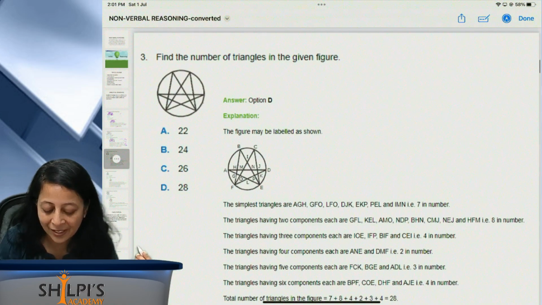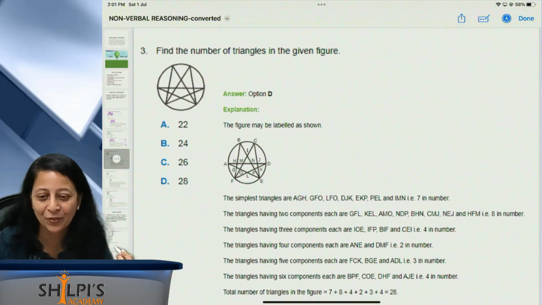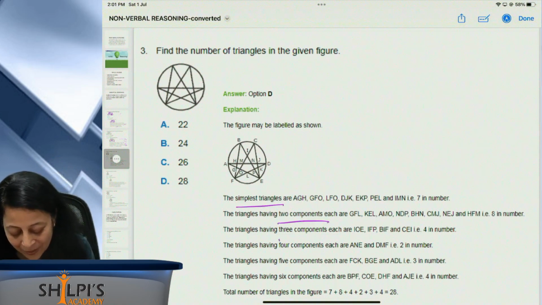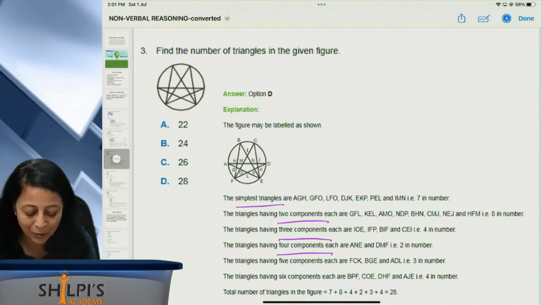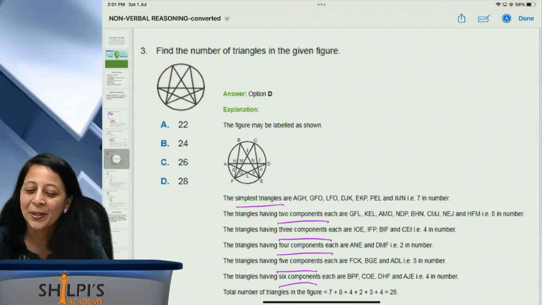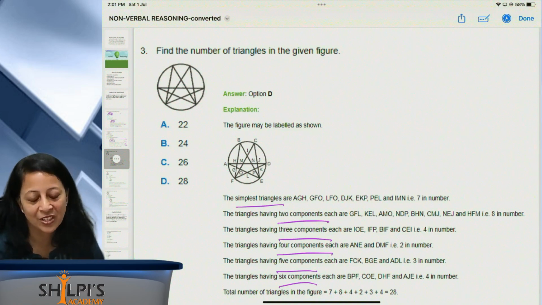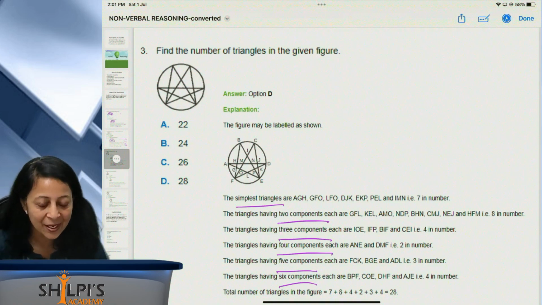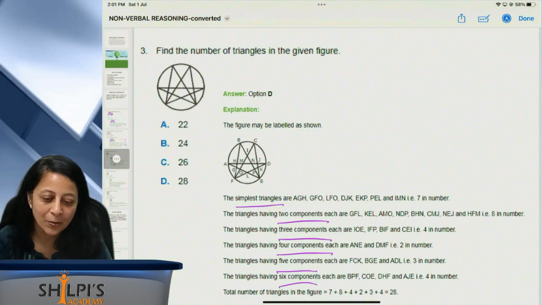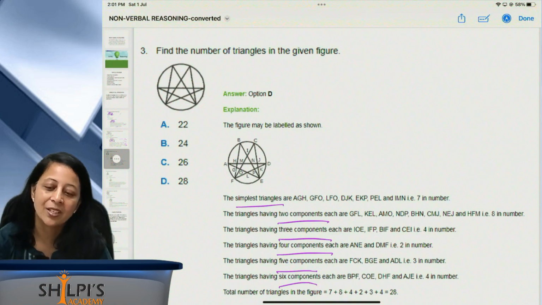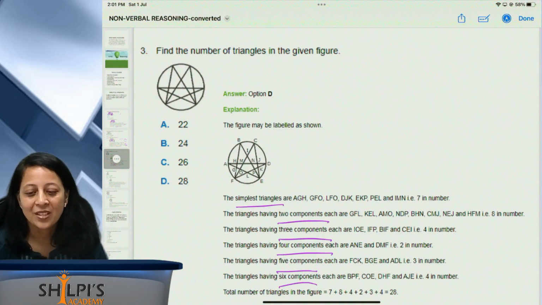Find the number of triangles again in the given figure. Just find out. As said, you have simple triangles, you have 2 components, 3 components, 4 components. My gosh, you have also 5 and 6 components in this diagram. I know it is really very tricky and tactful in finding out these answers, but you don't have any other option, students. You have to find it out. So please do it well. Don't take a hasty decision before you arrive at it.